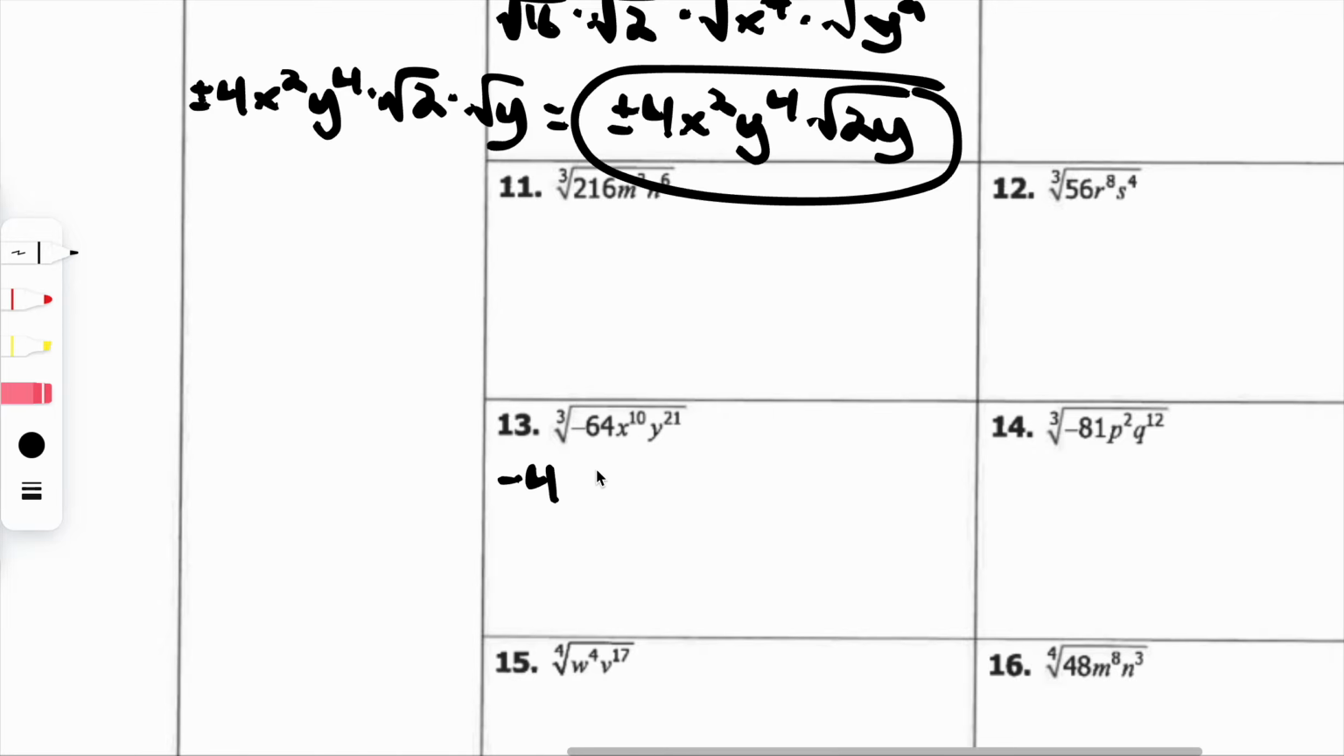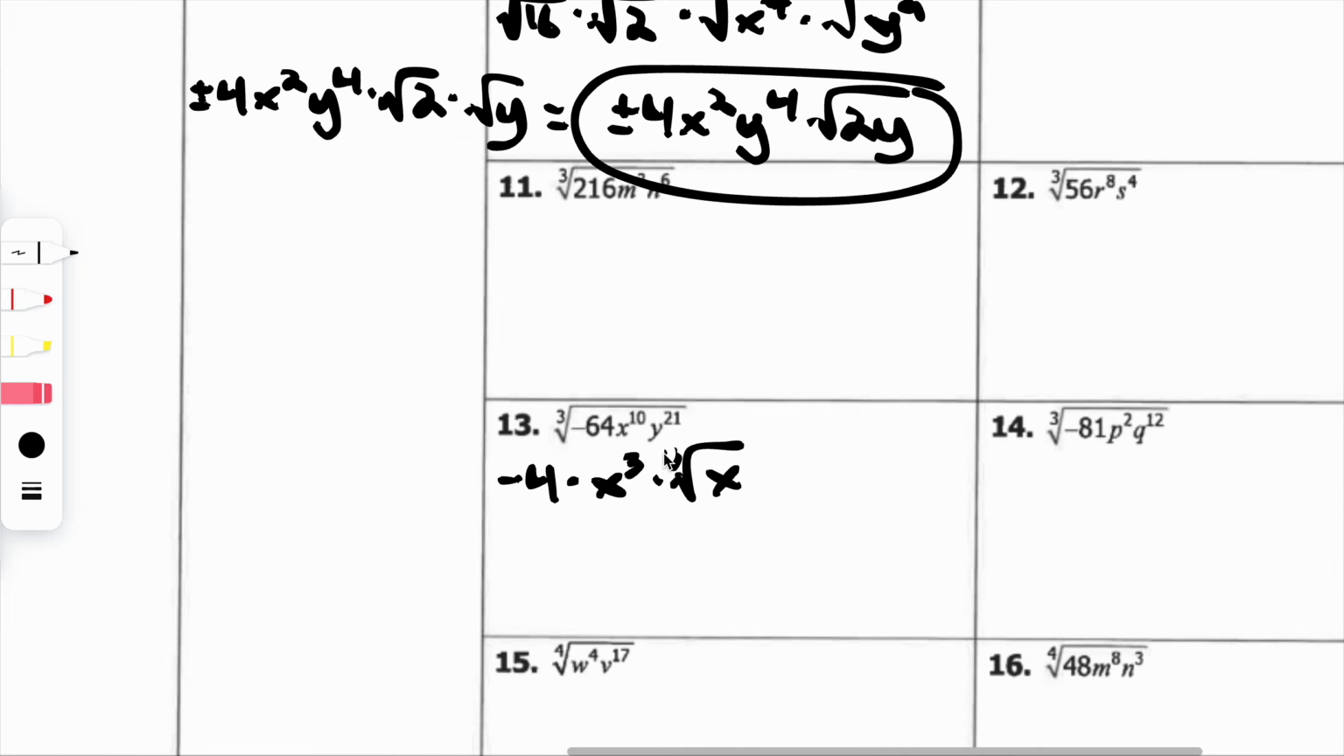Now, what we want to do is we see our index is 3. So for this x part, we're asking ourselves how many times can 3 go into 10 without going over? And that's 3 even times. So we're going to say x to the third. But when 3 goes into 10 3 even times, that gets us to 9, and then we have 1 left over. So we still need to multiply by the cube root of x.